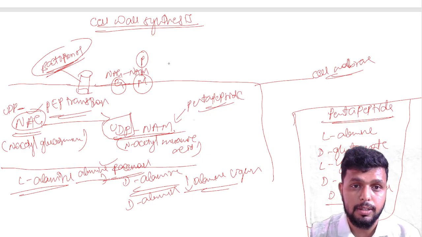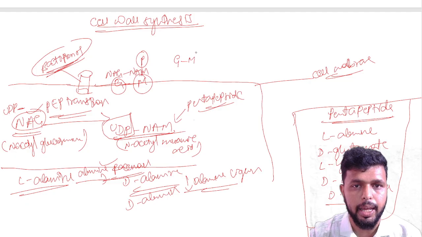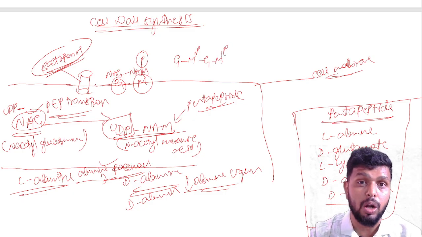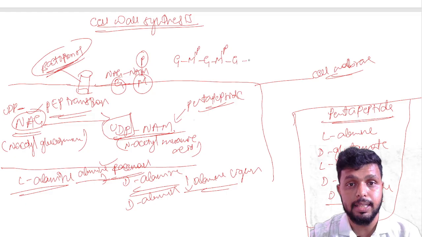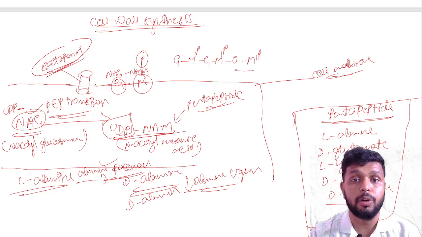Okay, so this chain form will be elongated, NAG, NAM. Okay, NAG, NAM. I am writing here P. P means what? Pentapeptide chain. Same like this, chain elongation takes place.